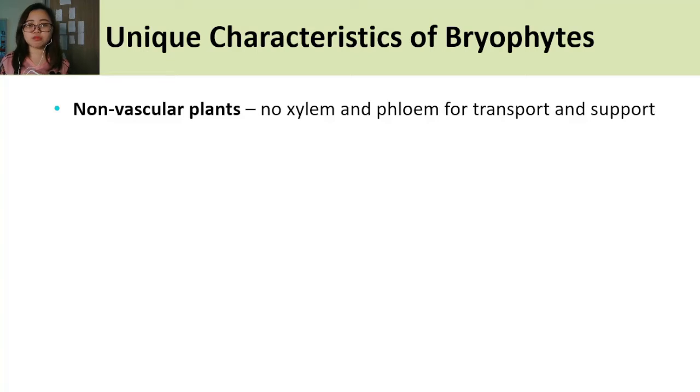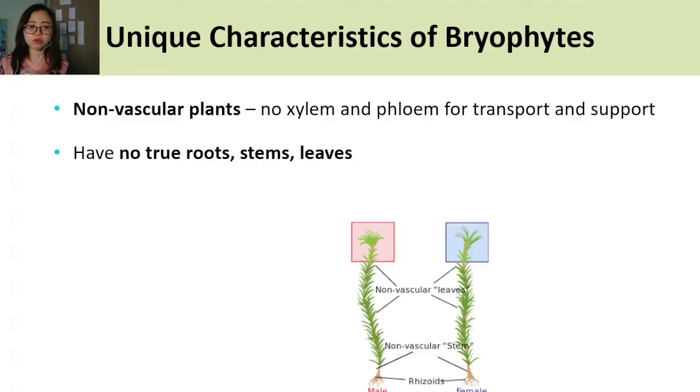Another unique characteristic of bryophytes is that they are non-vascular plants. So they don't have any xylem and phloem for transport and support. And they have no true roots, no true stems, no true leaves. If we're looking at this diagram down here of Polytrichum once again, these look like leaves, but they are not called leaves because they don't have xylem and phloem. These look like stem, but they're not called stem because they don't have xylem and phloem. And they don't have real roots. What looks like roots is actually just called rhizoids. Dia dipanggil sebagai rhizoid saja.